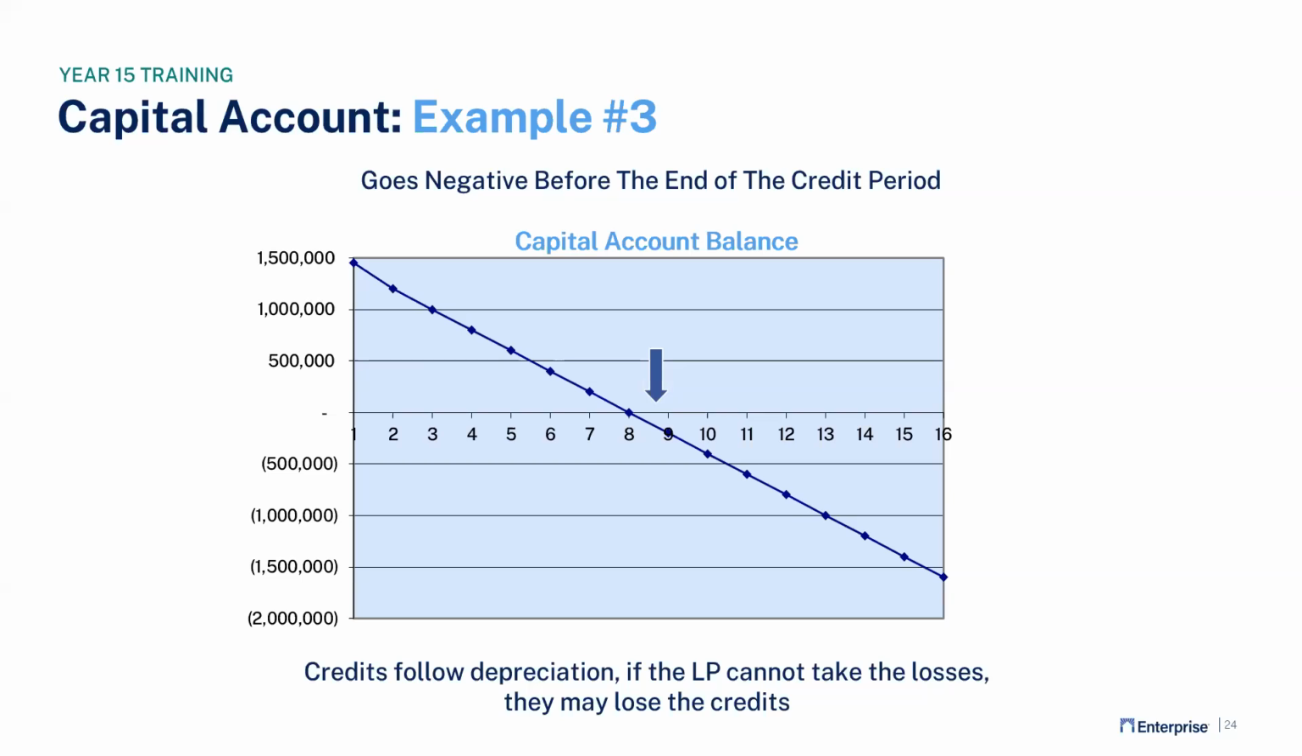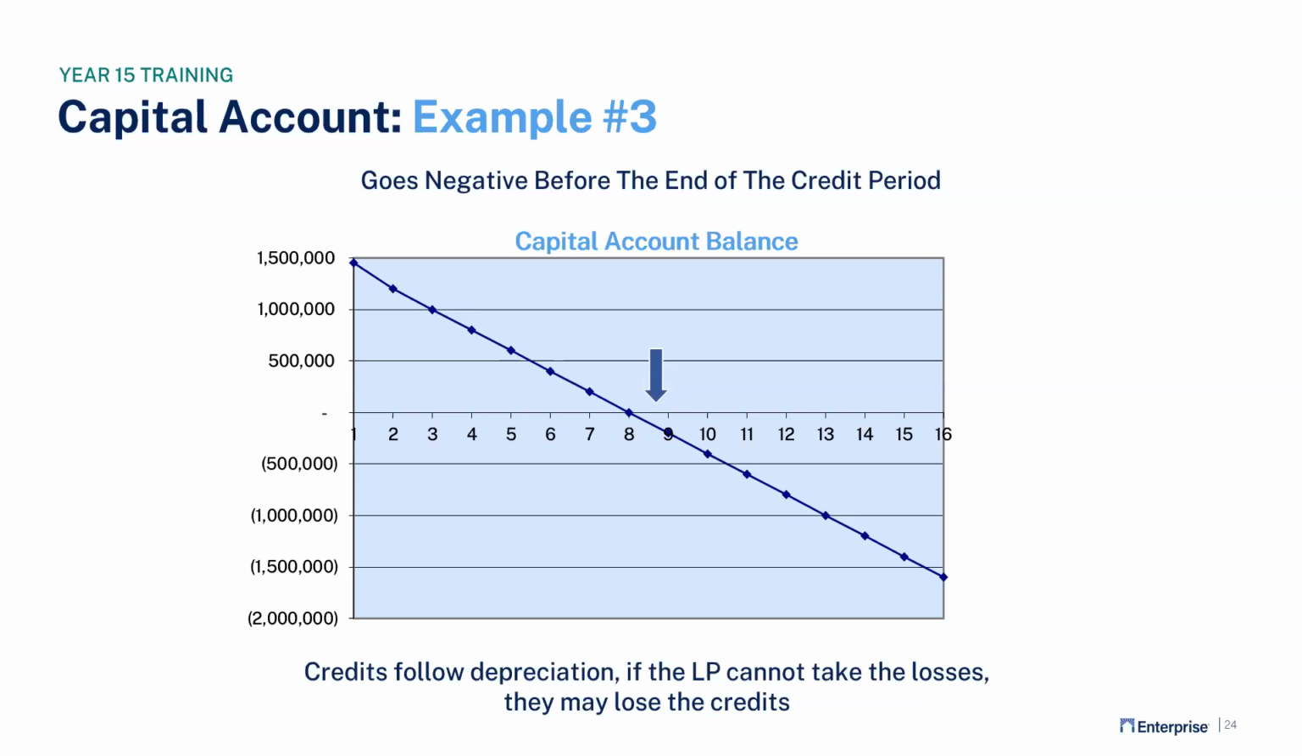If the limited partner cannot take losses, then the limited partner will not receive their benefit or their credit. And as you see at the bottom of the slide, it says the credits follow depreciation. If the limited partner cannot take the losses, then they may lose the credit. So we don't want this to happen. We want to try to avoid it as best as possible.